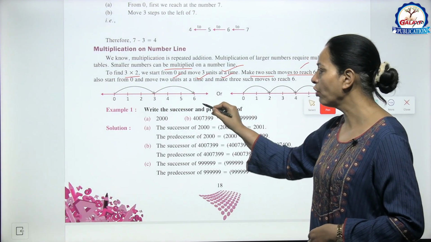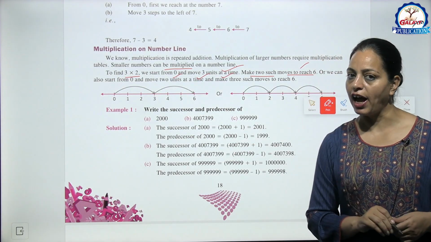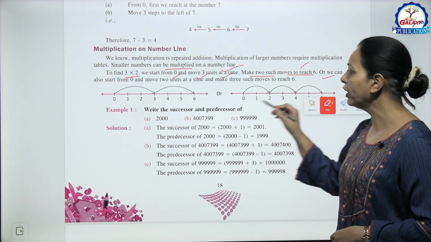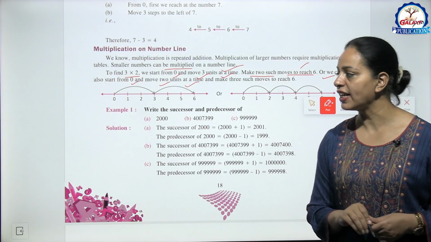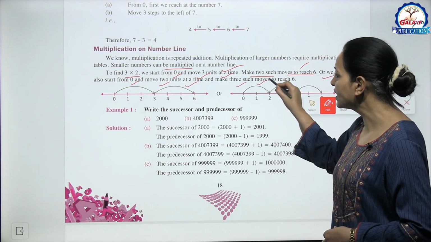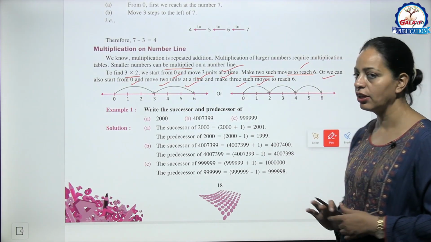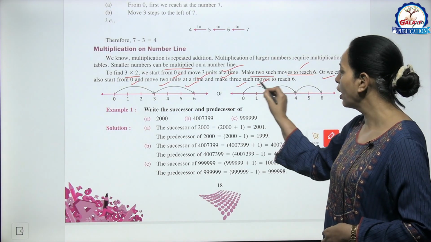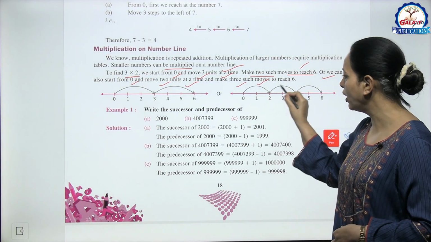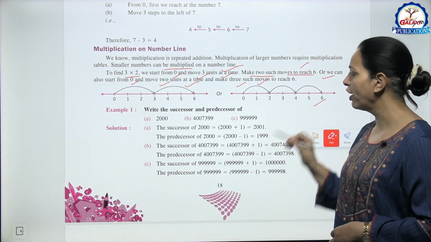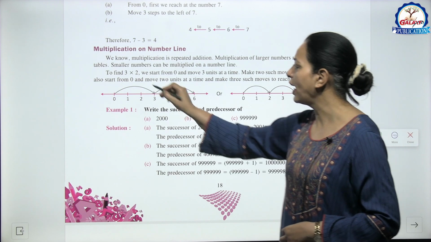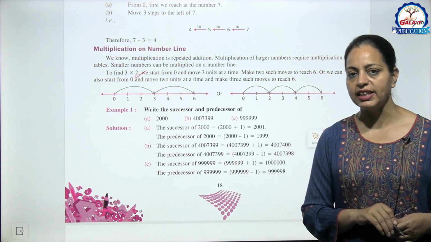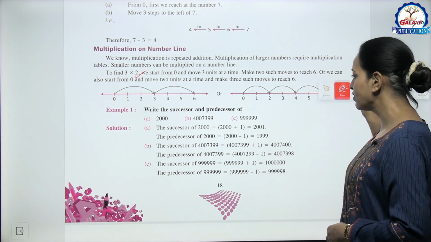2 steps move करेंगे and 6 पर we have to reach. Then or we can also start from 0 and move 2 units at a time and make 3 such moves to reach 6. हम ये भी कर सकते हैं कि हम 2 पर आ जाएं और फिर ऐसे ही हम 3 moves करें. So we are reaching at 6. So that's why 3 into 2, that is equal to 6. Okay, now we have some examples.